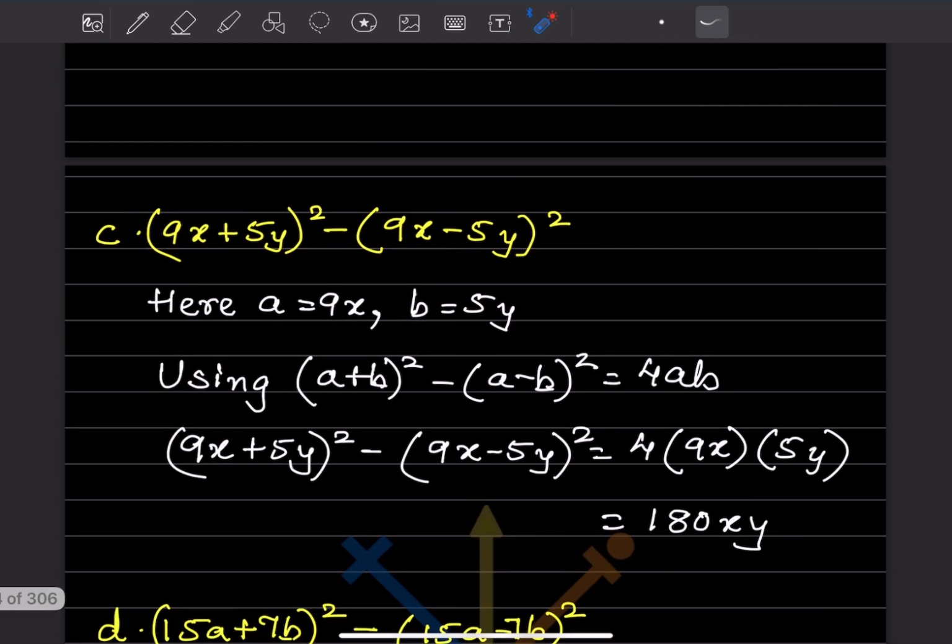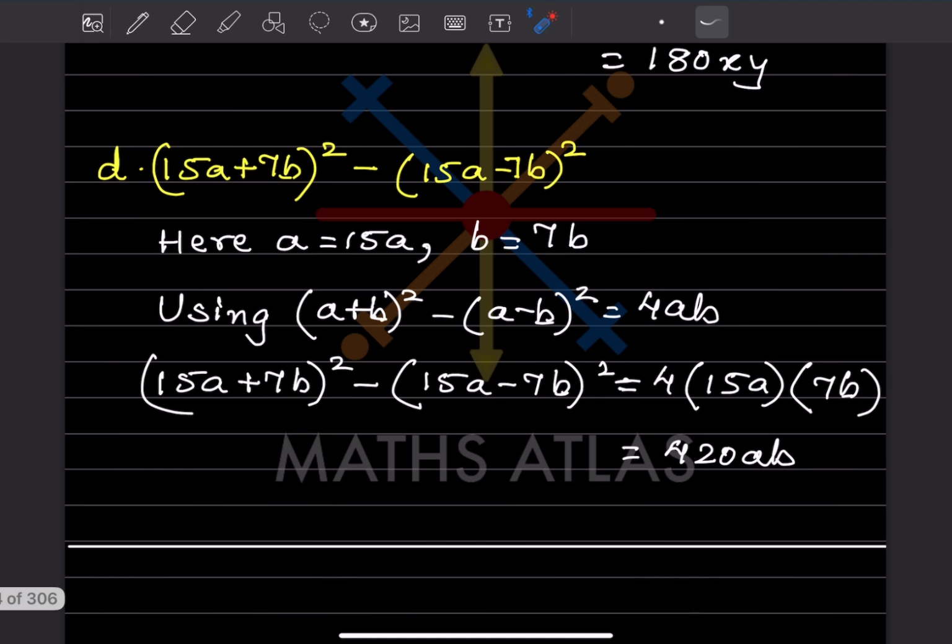Same here, A is 9x and B is 5y. This is the formula given. So this is equal to 4AB. So 4 into 9x and 5y, so this is 180 and this will be xy. Same here, you can see A is 15A and B is 7B. So here you put 4 into 15A into 7B. That is going to be 420AB.